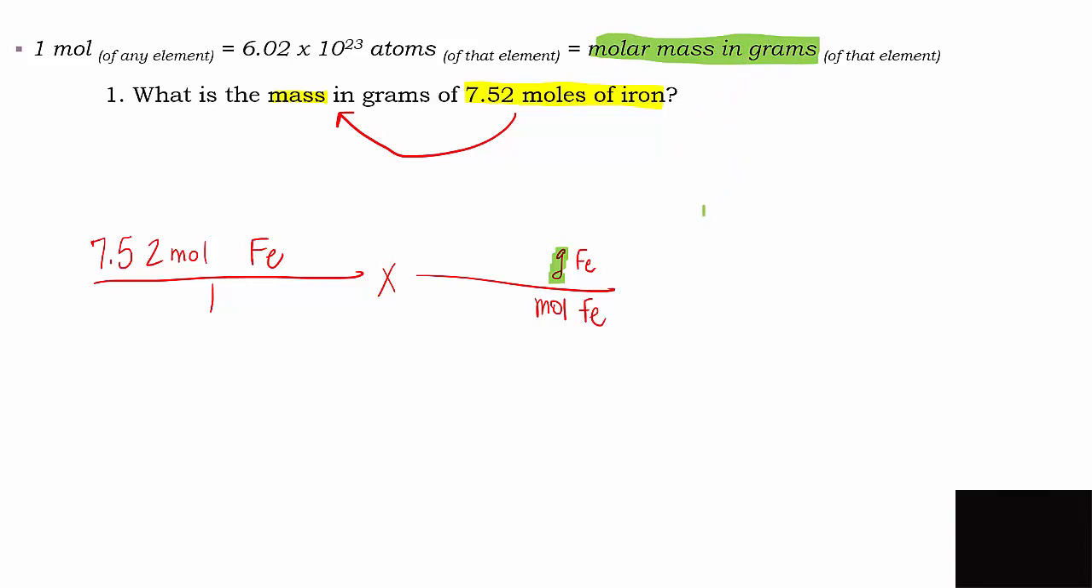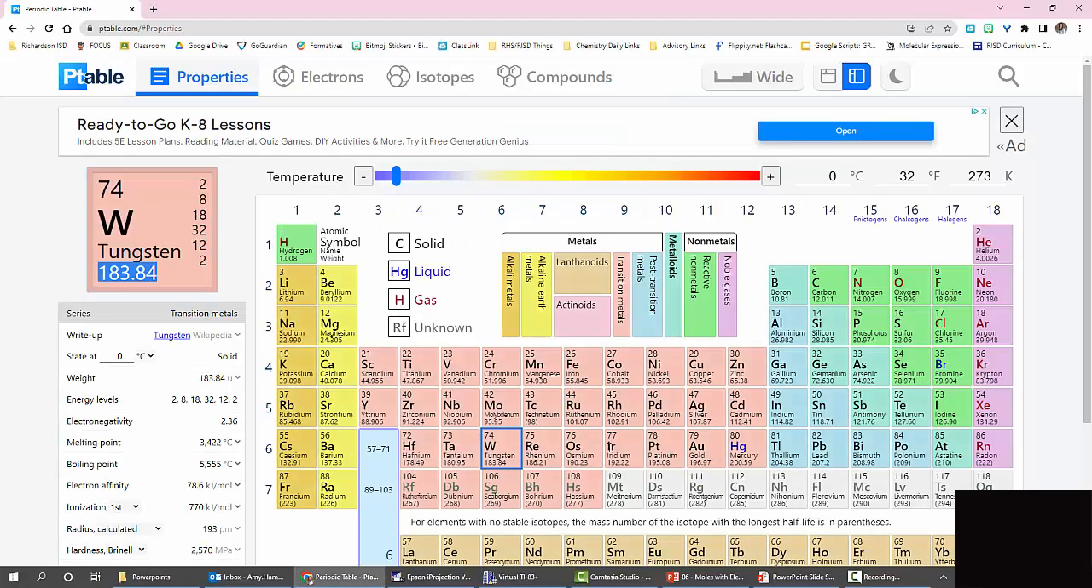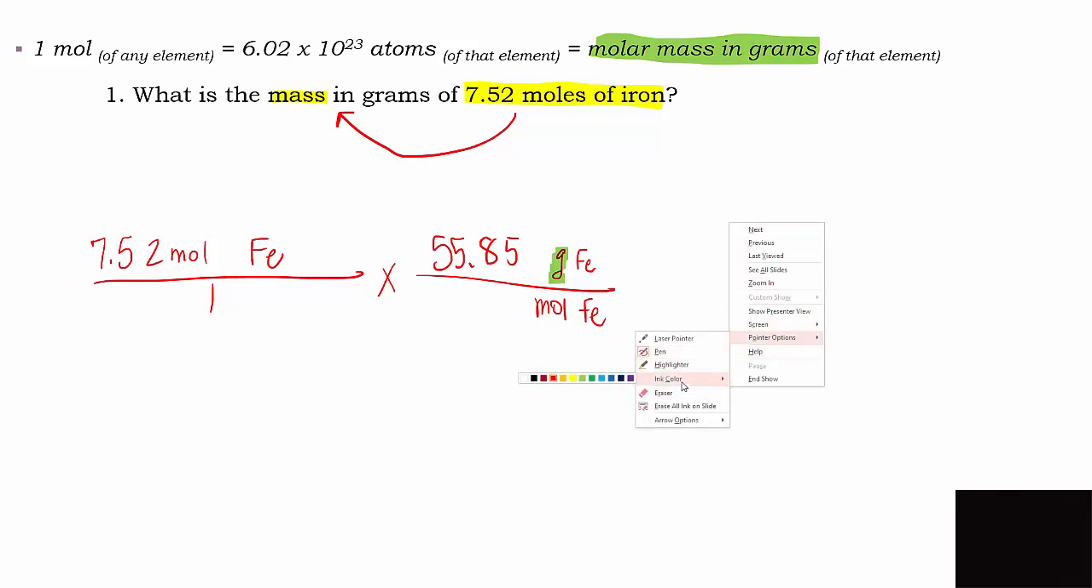So to find the molar mass of the element, we'll go to the periodic table. So I have the periodic table pulled up. We're going to go to iron right here. All right, y'all. So the molar mass is 55.845. I recommend that we round these to 2 digits after the decimal. So we're going to do 55.85. All right. So in front of grams, you're going to put 55.85. Love it.